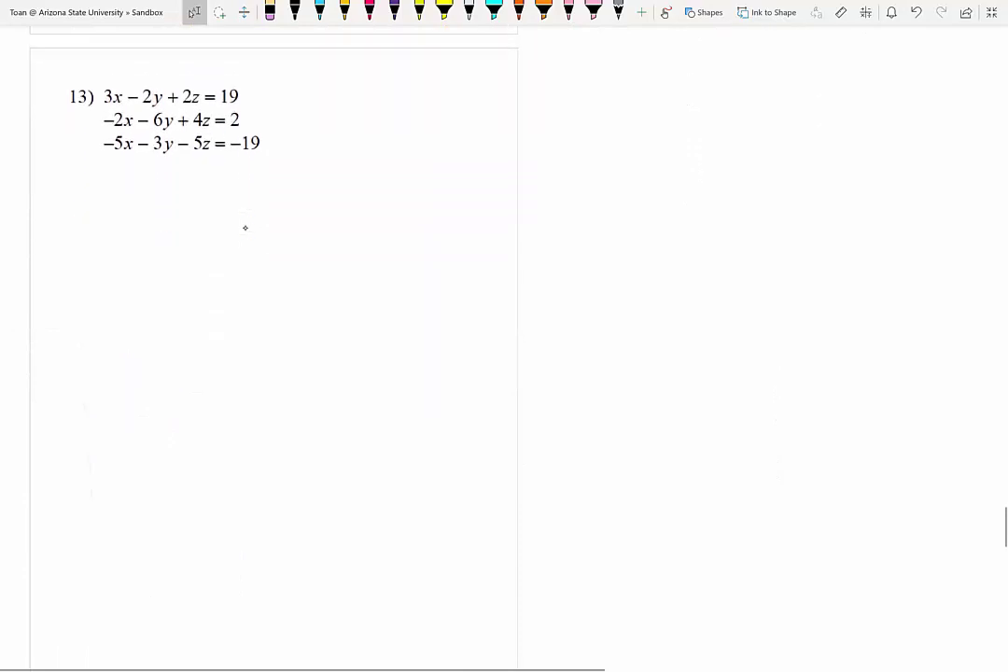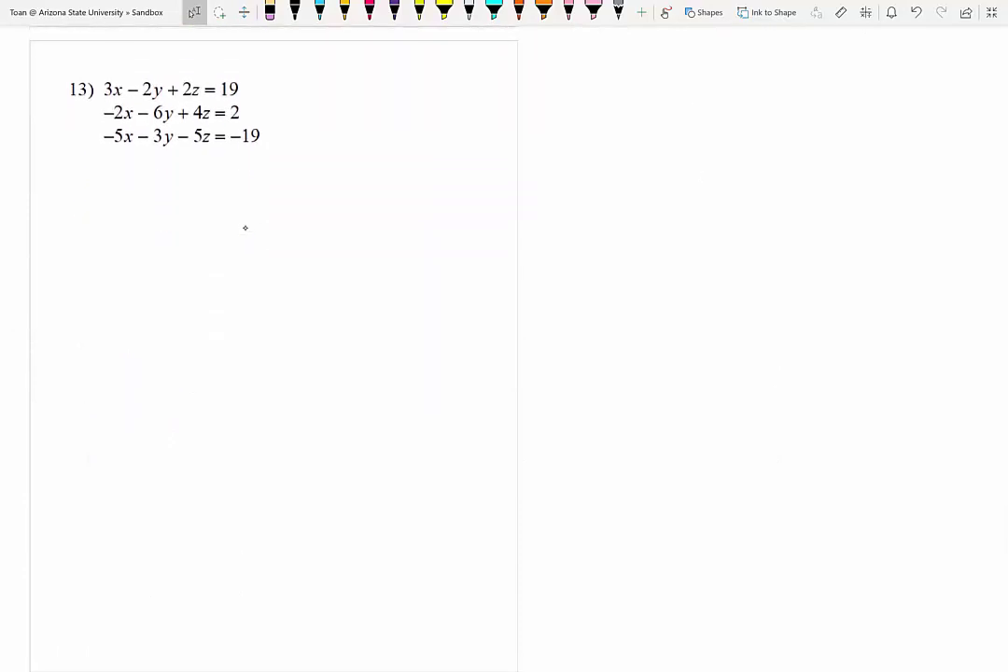Number 13 is another example of a 3-variable system. So let's call this equation 1, equation 2, equation 3. And it doesn't matter which one we pick. So let's pick equation 1 and 2. So we have 3x minus 2y plus 2z equals 19. -2x minus 6y plus 4z equals 2. It doesn't matter which one we eliminate. Let's eliminate the z's because I feel like it.